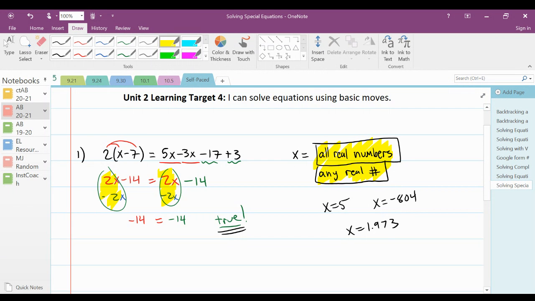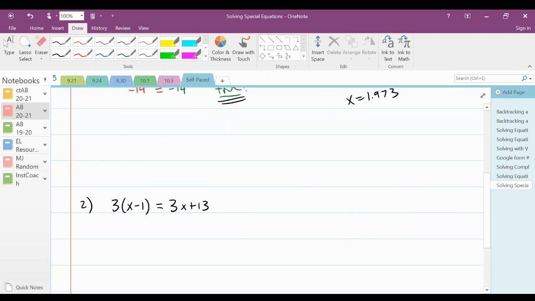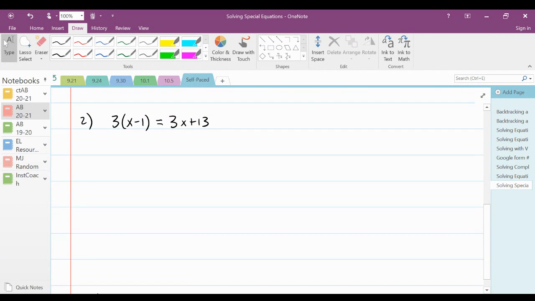Let's look at what another one might look like. Go ahead and copy down this equation. You can pause if you need to. 3 times the quantity x minus 1 equals 3x plus 13. Again, I'm going to distribute: 3x minus 3 equals 3x plus 13. Again, I notice the same amount of variable on both sides. So I'm going to follow what I know to do, which is to subtract 3x from both sides. And I'm left with negative 3 equals 13.